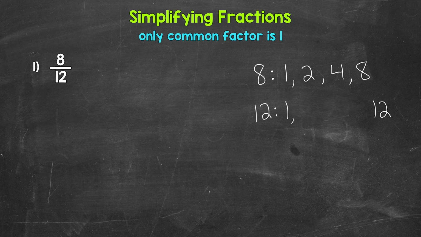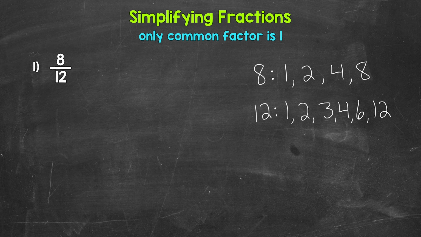We can divide 12 by 2 and 6. So 2 and 6 are factors. 3 and 4 are also factors. So 3 and 4. And those are all of the factors of 12: 1, 2, 3, 4, 6, and 12.